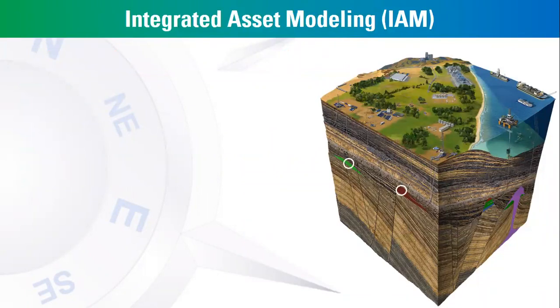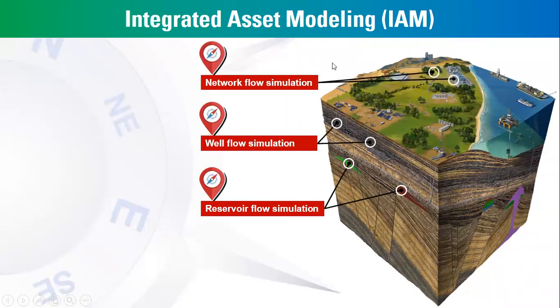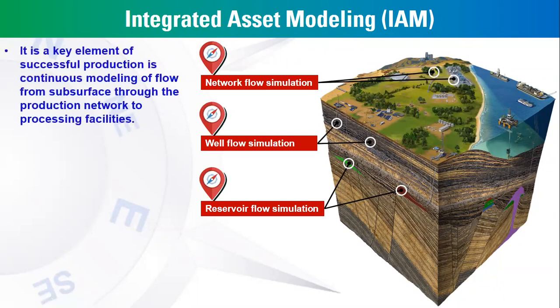So the integrated asset modeling, IAM, as mentioned, has reservoir flow simulation for the subsurface part of the system, as you can see in this 3D representation of the production system. For the wells, we have well flow simulation, and then on the surface, we have surface network flow simulation. So integrated asset modeling is a key element for modeling the entire system, from the subsurface reservoirs to the production wells or maybe injection wells, to the surface network and surface processing facilities.